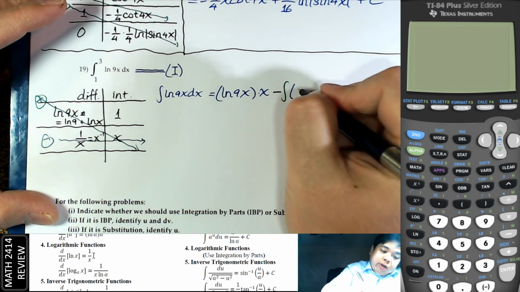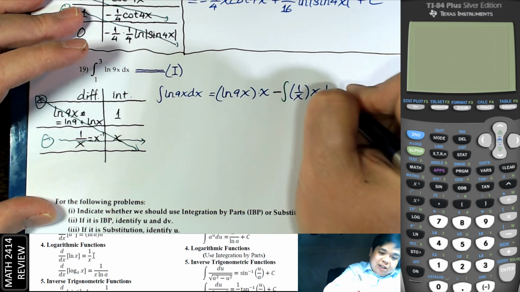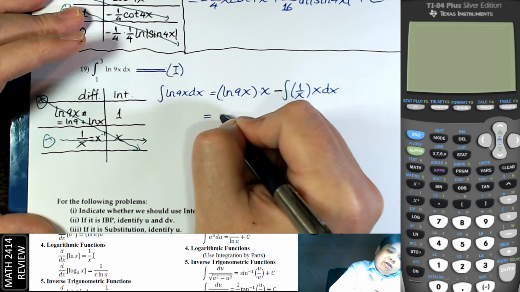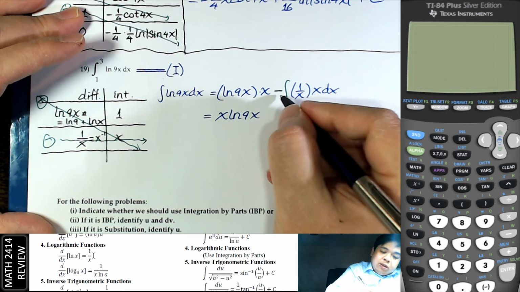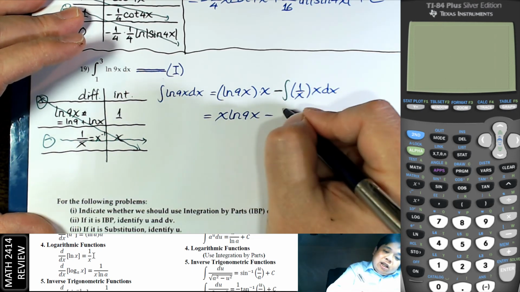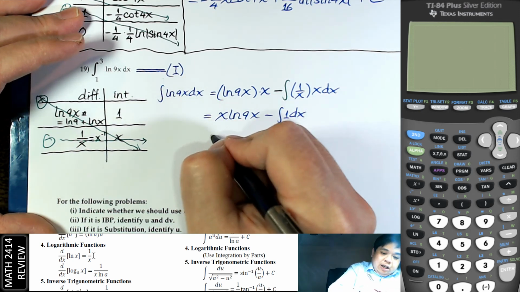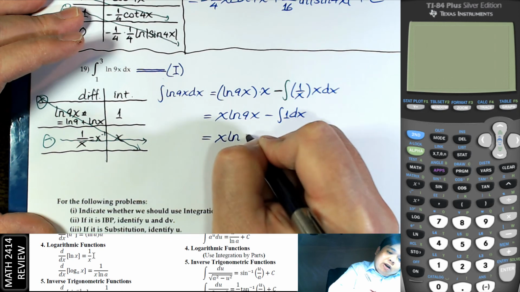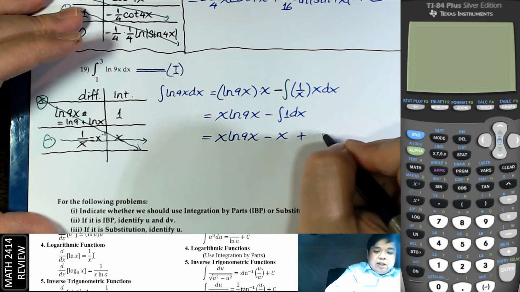And we have 1 over x, and then x dx. Right? So that gives us x ln of 9x. And the x cancels here, which is 1 dx. And that gives us x ln of 9x minus x plus c.